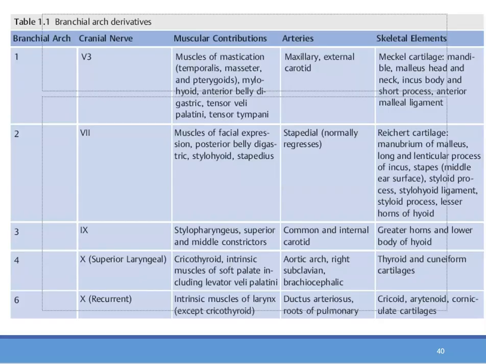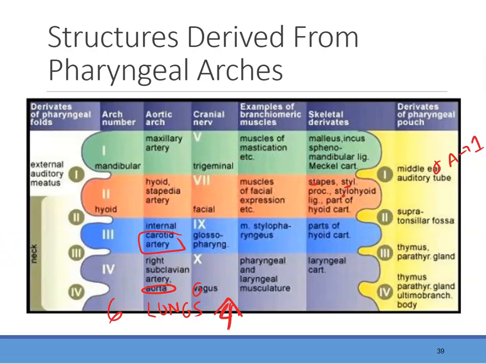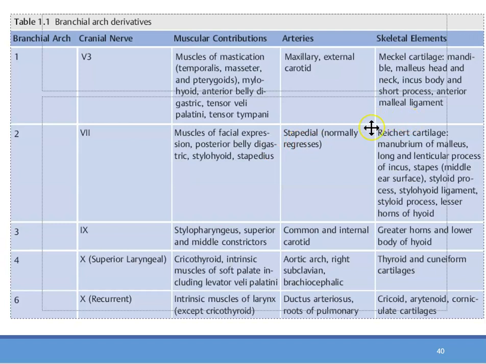And here's another table that also outlines a similar thing. So one of the things we did not talk about in the previous one was Reichert's cartilage. So Reichert has TT for 2. So this arc develops Reichert's cartilage as well as the stapes, styloid process, and stylohyoid, all of which have the letter T in them, T for 2.